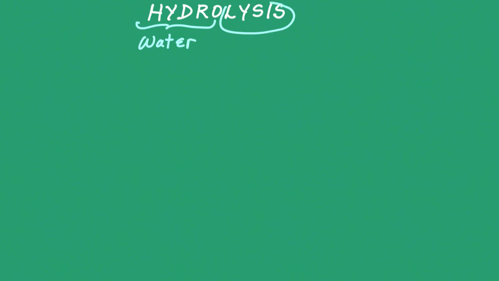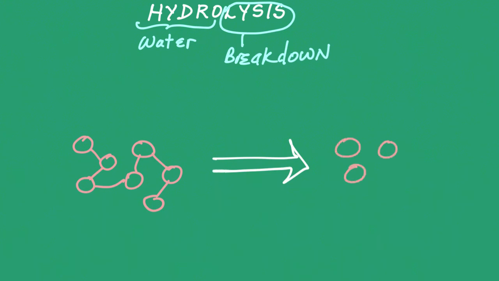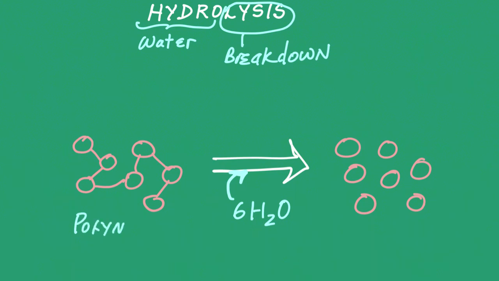The opposite of this is hydrolysis. So let's break this word down. Hydro meaning water and lysis means to break something. Break down. So what we're doing here is to take our polymer that we just made and break it down into its monomers. So here's our polymer with its 7 units. And to do this, we actually have to introduce 6 molecules of water. So there's the water going in, and we have our 7 monomers. And this is hydrolysis.